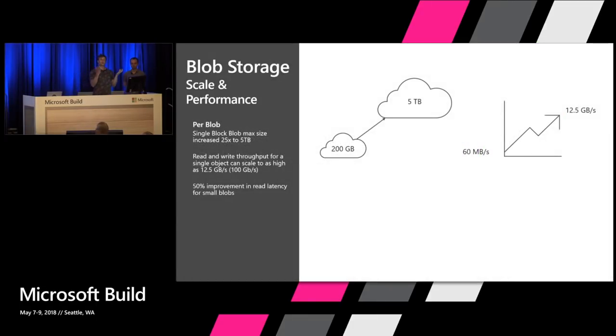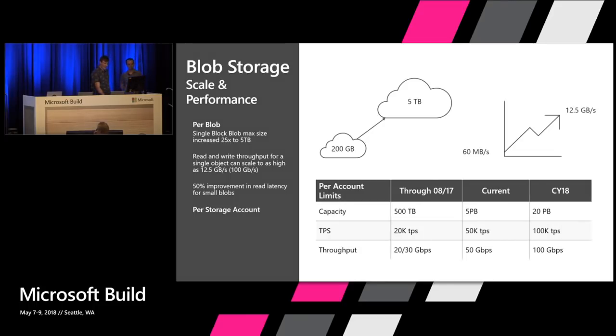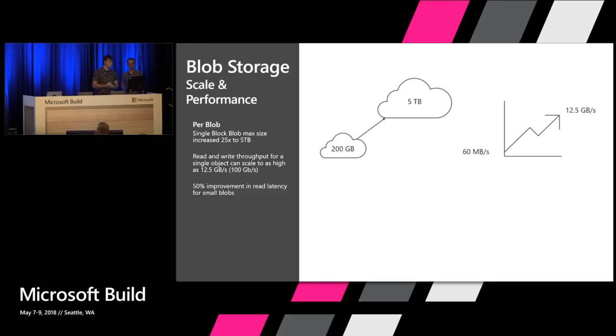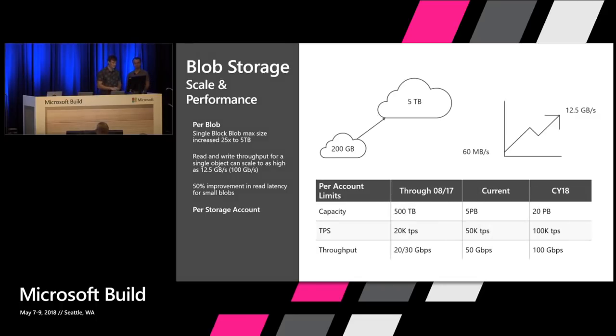So here we go. Recently, we increased the maximum size of a single block blob object by 25x, from 200 gigabytes all the way up to 5 terabytes. We also increased read and write throughput for a single object to scale all the way up to the storage account limits. I'm going to discuss those in a second, but that can be as much as 100 Gbps on a single object, both read and write throughput. And then, we also made 50% improvements for reads on small blobs.